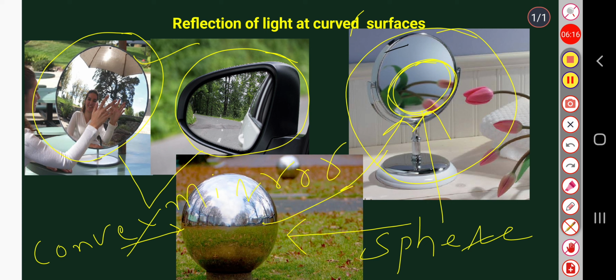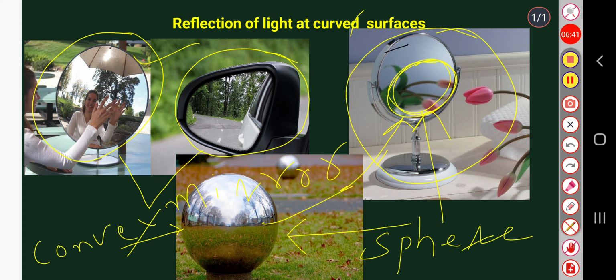Irregular reflection takes place when light is incident on a rough surface. You all learned these things in the lower classes, but reflection takes place whenever light is incident on an opaque surface. So curved surfaces here are opaque surfaces.